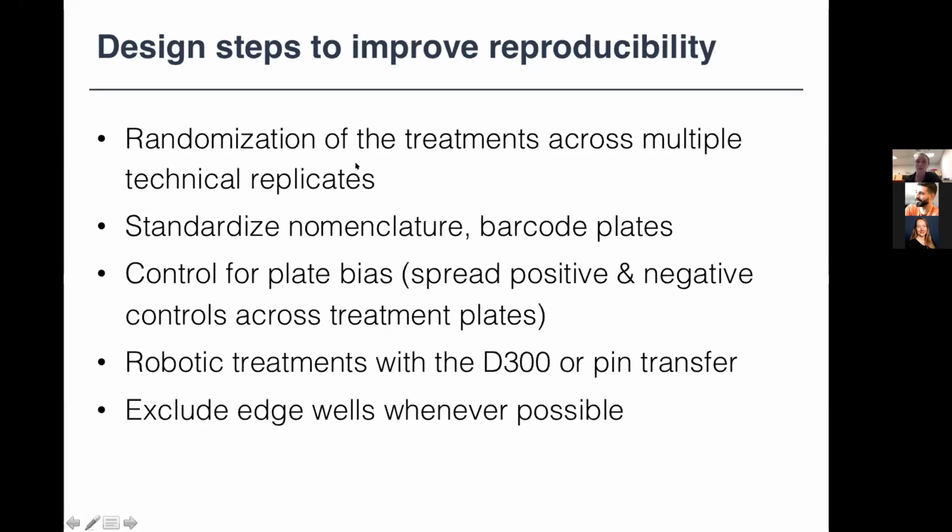Controlling for plate biases really goes hand in hand with the randomization point that I made just now. If you spread your positive and negative controls across your treatment plates and randomize your conditions, you can really mitigate some of the systematic errors that might be present from either using automation or from edge effects and things like that if your endpoints are several days. And so in addition to these design features, using robotics as much as possible is also very helpful, and excluding edge wells if you don't need to use all the possible wells on a multi-well plate.